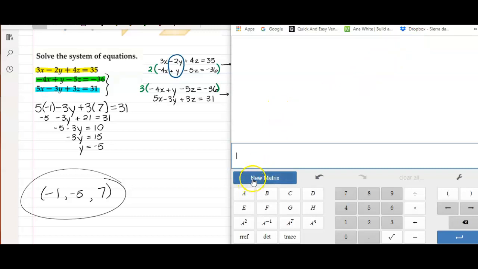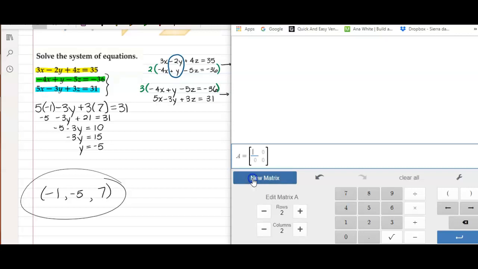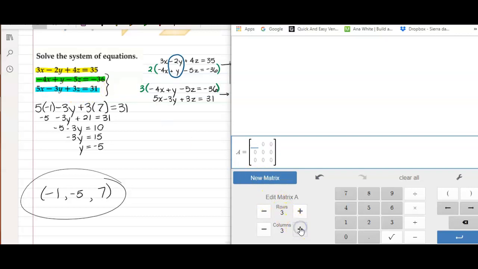So opening up our matrix, we want a new matrix. This is in Desmos, but you can do this on the TI. We have 1, 2, 3 rows, and we need an X column, a Y column, a Z column, and a constant. So that's 4 columns. And now we're ready to just type our matrix. To make sure you understand where this matrix is coming from, we can go ahead and write it in our notes.